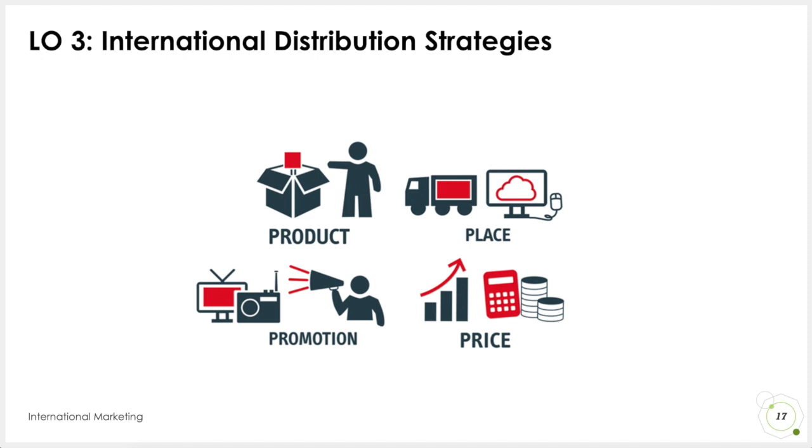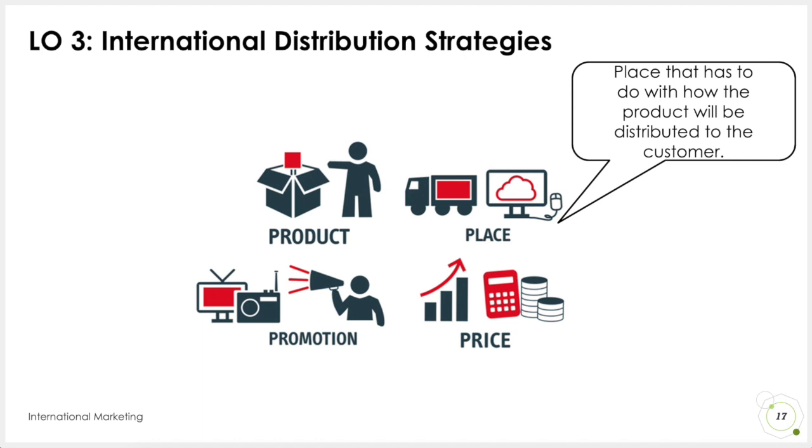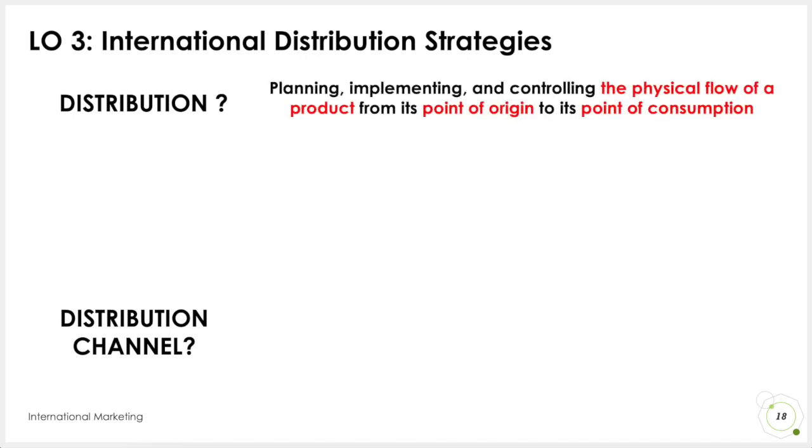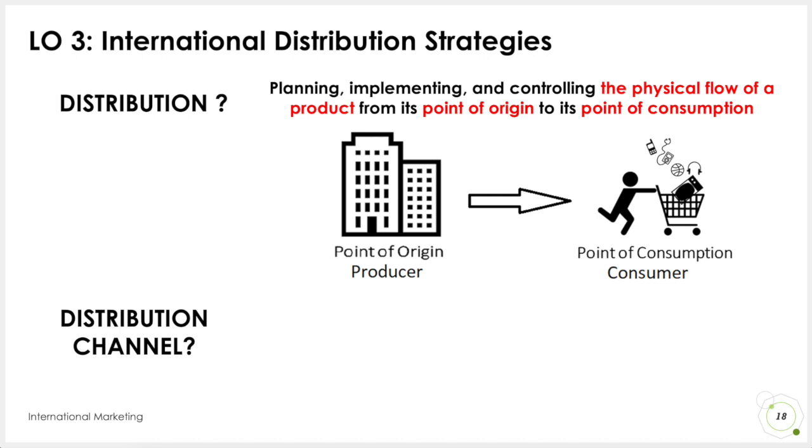Now, we will be discussing Learning Objective 3, International Distribution Strategies. This covers the place aspect of the 4 P's, that is, place, that has to do with how the product will be distributed to the final customer. So, what is distribution? Distribution refers to planning, implementing, and controlling the physical flow of a product from its point of origin to its point of consumption. That is, the product will be moved from the point of origin, which is the producer, to the point of consumption, which is the consumer.